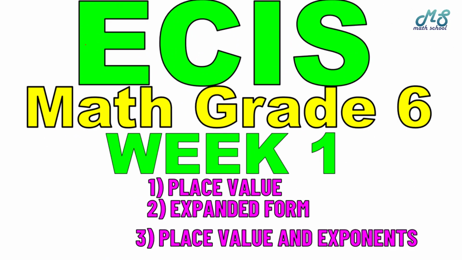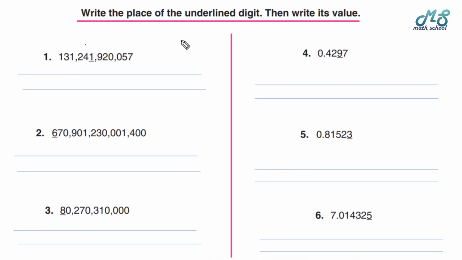This is Mr. Samir. Today we will revise what we studied before in week 1 for grade 6: place value, expanded form, place value and exponents. First, reading and writing large numbers. Write the place value of the underlined digit, then write its value.